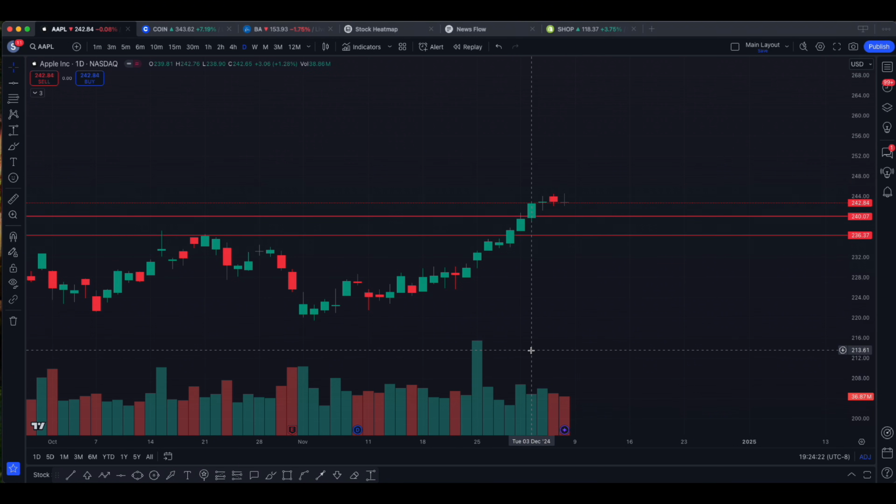So if we look at this candle right here on December 3rd, you see that the price opened at 239.81. The highest price was 242.76. The lowest price was 238.90. And the stock closed at 242.65. Altogether, we have a move of 3.06 and the stock moved 1.28%. And the volume for the day was 38.86 million. That means 38.86 million shares were traded on that day.